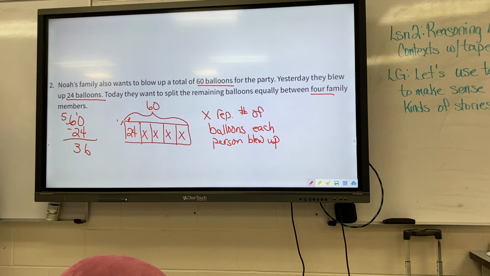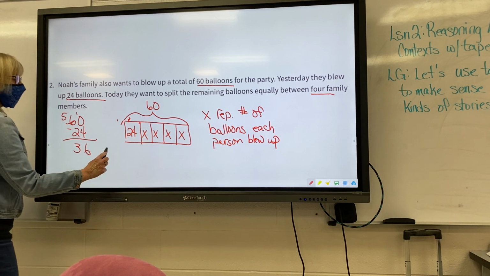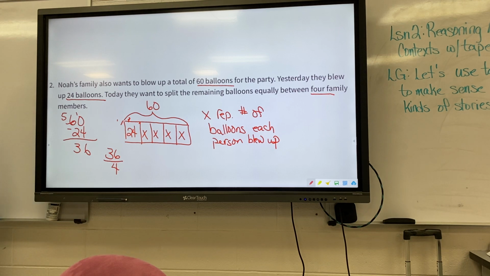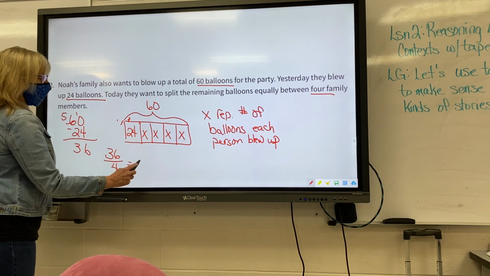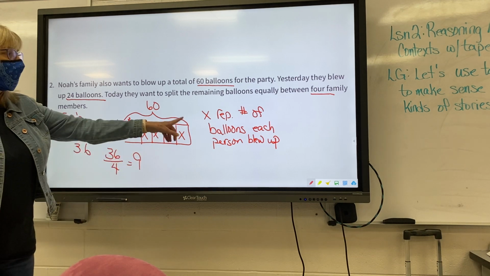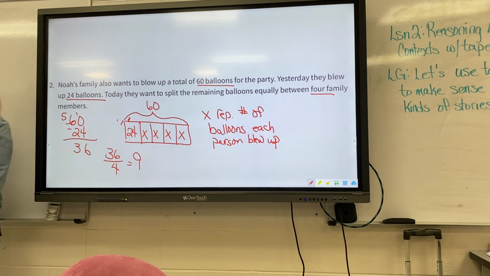So how am I going to figure out what 1X is? We're going to divide 36 by 4. So I'm going to take 36 and divide it by 4, and that's going to give me 9. What does the 9 represent? So you would tell me each person blew up 9 balloons.